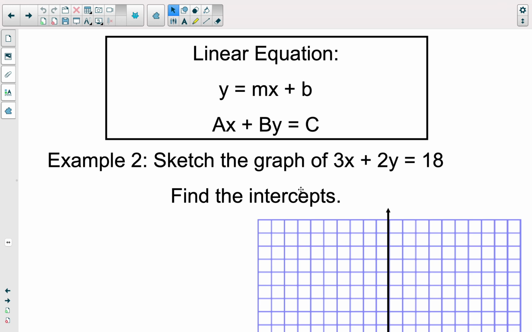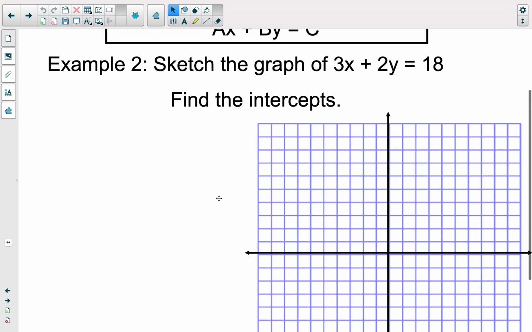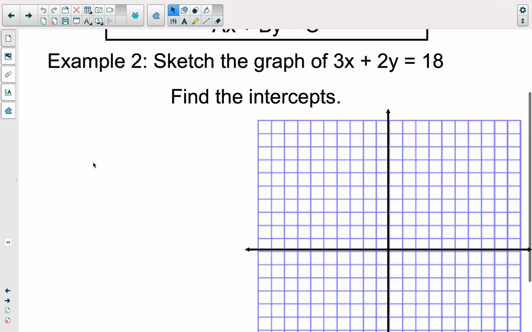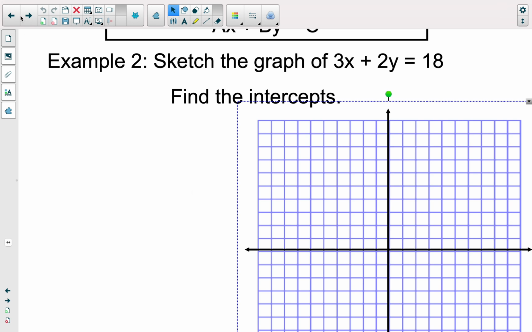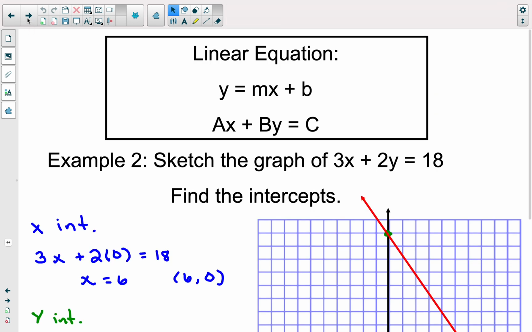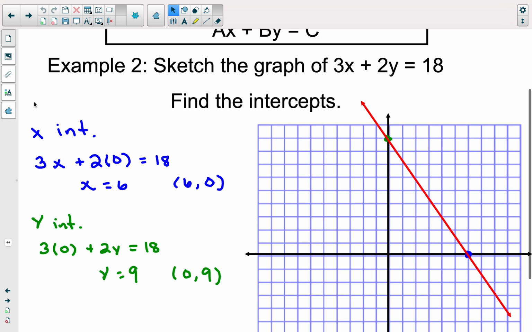So we're going to graph 3x plus 2y equals 18, find the intercepts. So we're going to do this using the x and y intercepts, same method. So we're going to repeat that process. Again, alternatively, you can do this any way you really like, unless it says use the intercepts here. So I'll hop to this screen here.